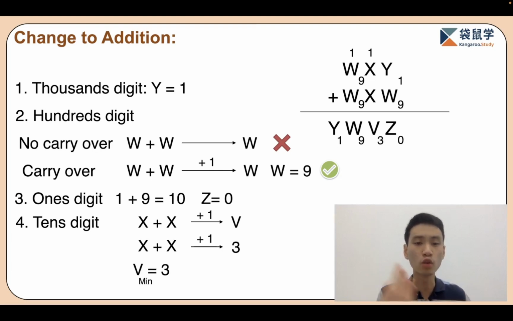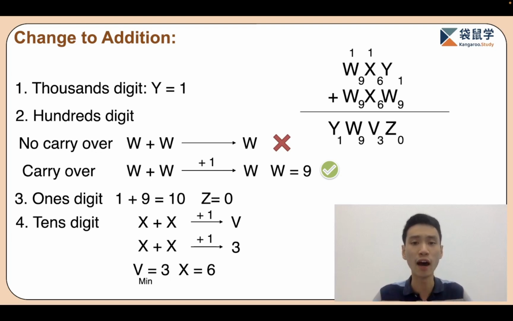And if V is 3, what would X be equal to? Now you might be tempted to say X is 1, but is that possible? No, since Y is already 1. And what's more, we have carryover from the tens to the hundreds. So we know X needs to be bigger than 1. So what is the other possible X? Only 6 is possible. So let's mark X equals 6.